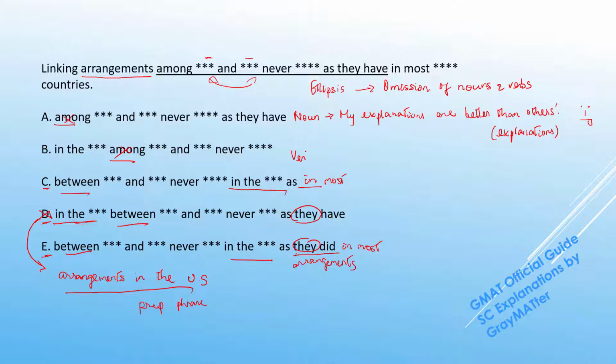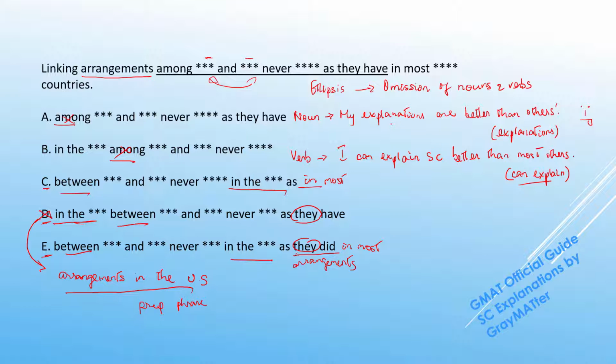And here is an example of a verb ellipsis. So if I say, I can explain SC better than most others, again, do I have to repeat the can explain here? Because what am I trying to say here? I can explain SC better than most others can explain. So in this case, we have left out the word explanations, and that is noun ellipsis. And in this case, we have left out the verb can explain, and that is verb ellipsis.